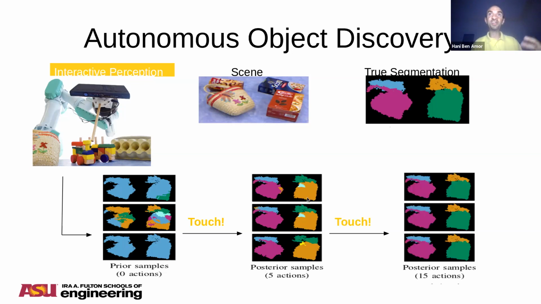And it does this again, and now it has an even more refined estimate of what pixels belong to the same object. And as you can see, over time, after 15 actions, after 15 prods of the environment, the robot has a pretty good idea of what the true segmentation is.